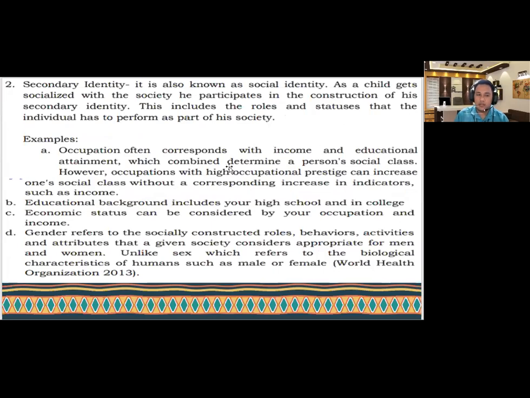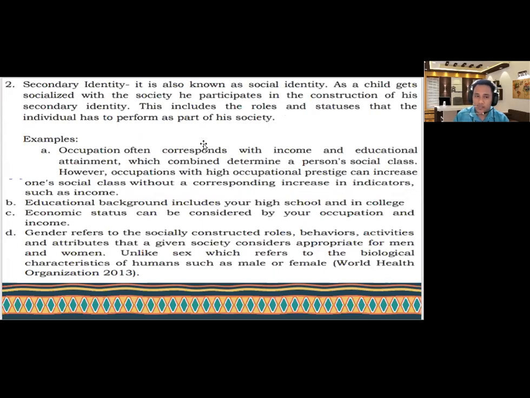Next, yung tinatawag natin secondary identity. Okay, so may kinalaman na to sa mga trabaho, pag-aaral. Yung kanina is we are talking about the personality, primary, the pag-uugali, beliefs, values. Okay? So now secondary identity, it is also known as social identity.